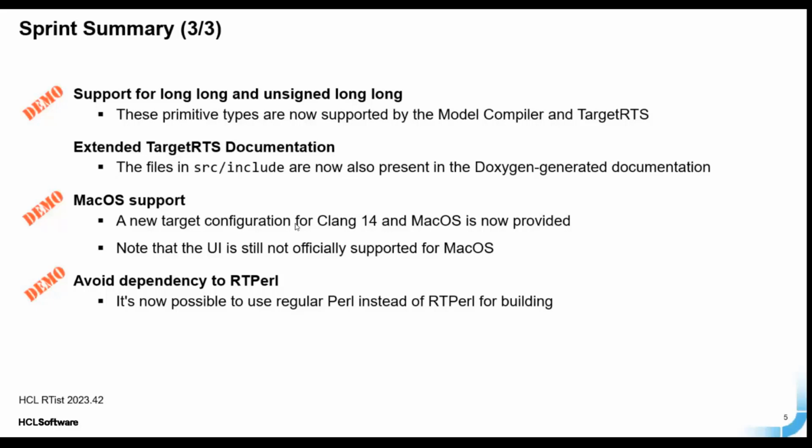We have introduced a new target configuration and new precompiled libraries for macOS support. Currently, this is macOS with Clang 14. This configuration is provided. We also have extended the Connexus and the DCS project so that it also supports macOS with Clang 14. But I would like to mention that UI is not yet officially supported for macOS, so this is now only available for the backend.